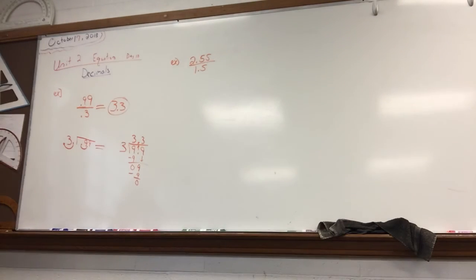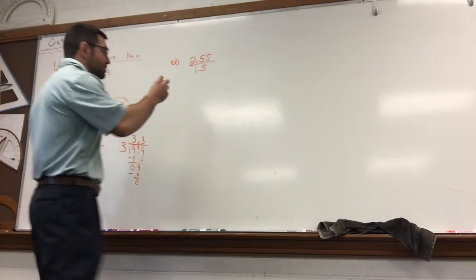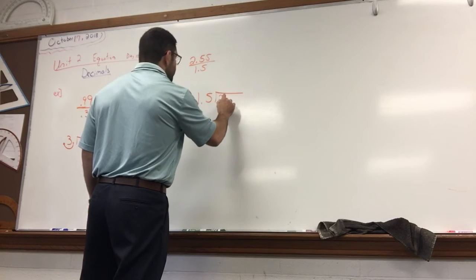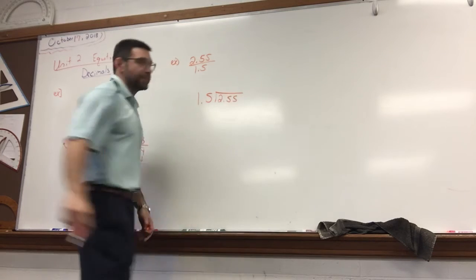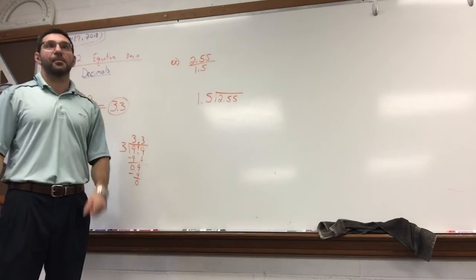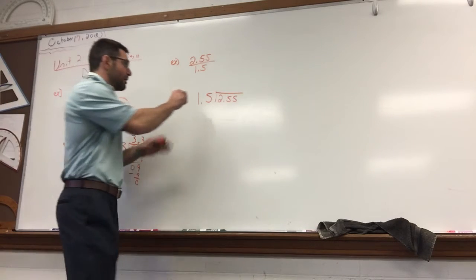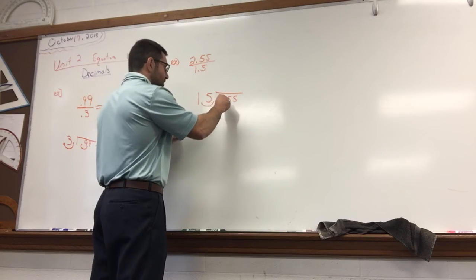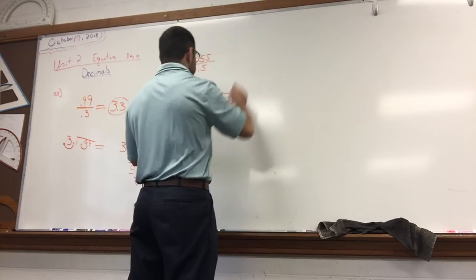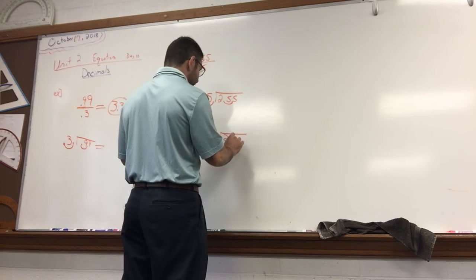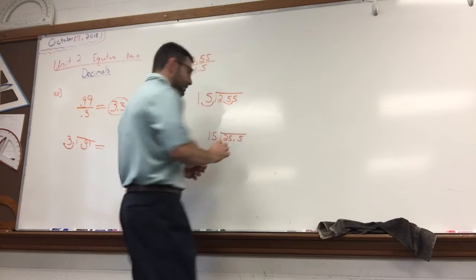From what I've seen, most of us are doing fine. We start off with 1 and 5 tenths, trying to go into 2 and 55 hundredths. Does everybody at least have that? Can I divide? Not yet. Decimal moves to the right, decimal moves to the right. So I'm going to rewrite this as 15 going into 25 and 5 tenths.